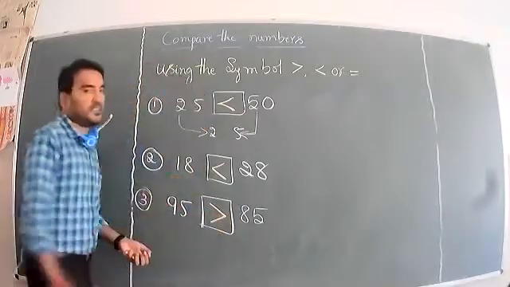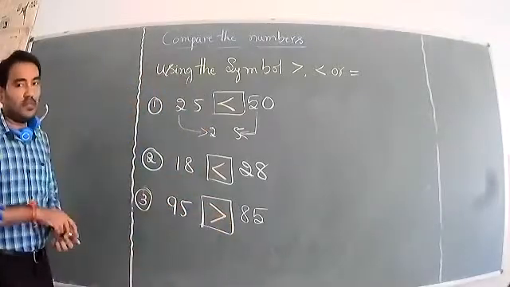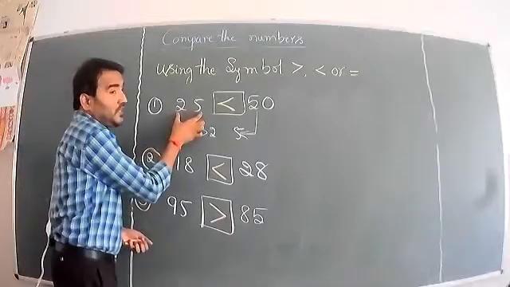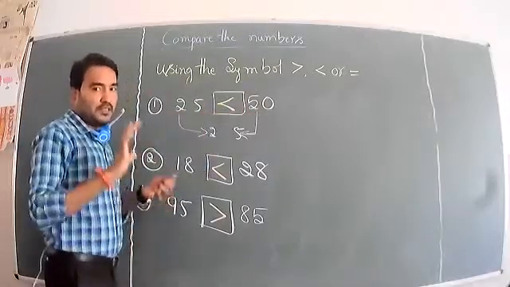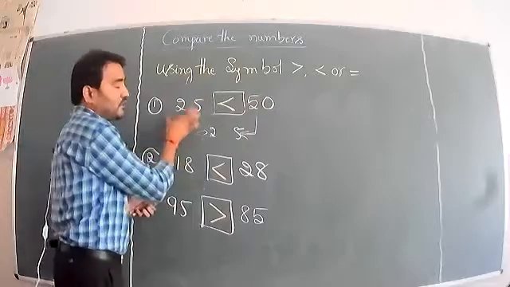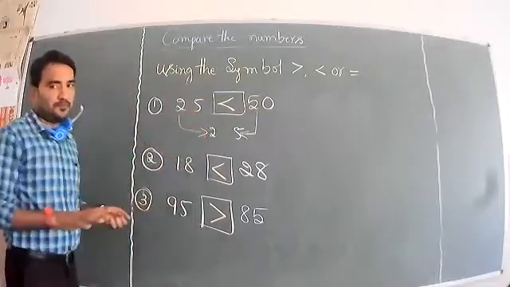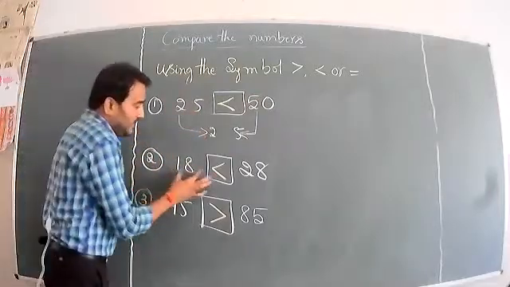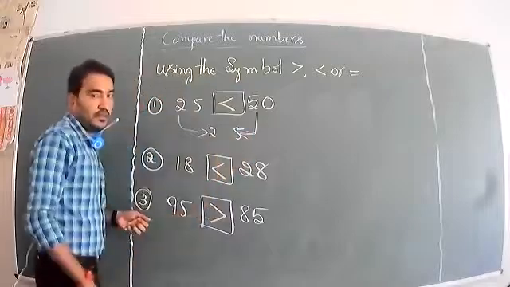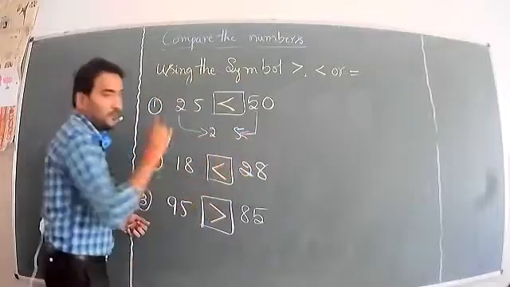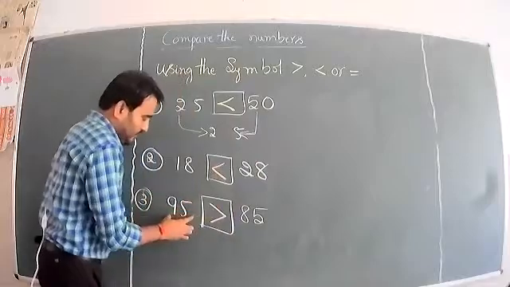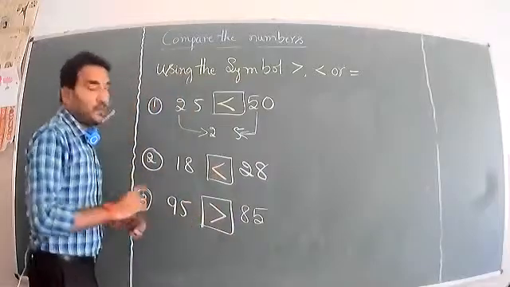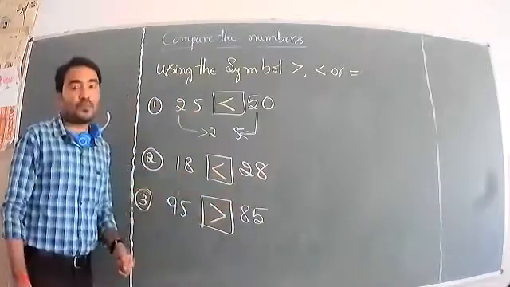How do we read these numbers? We can read: 25 is less than 50. 25 is less than 50. Now 18 is less than 28. Now 95 is greater than 85.